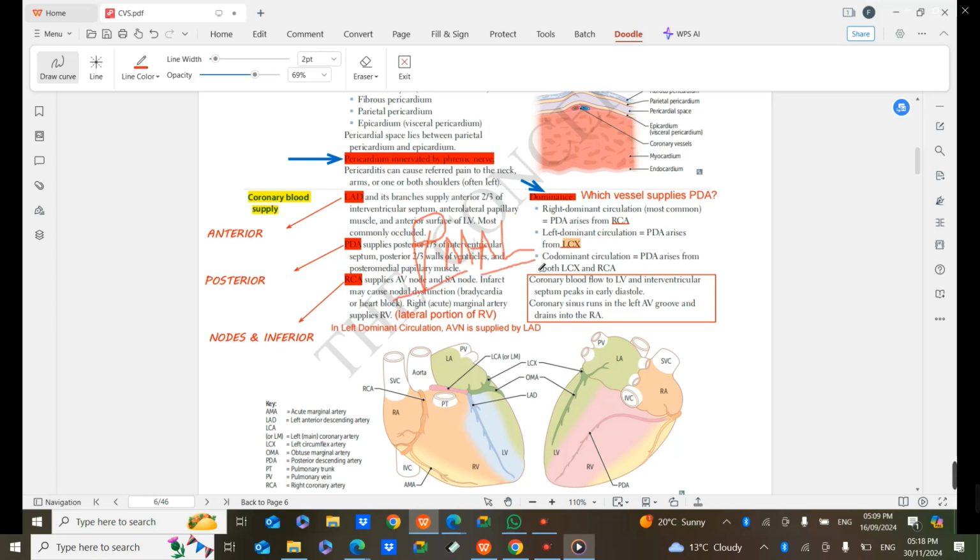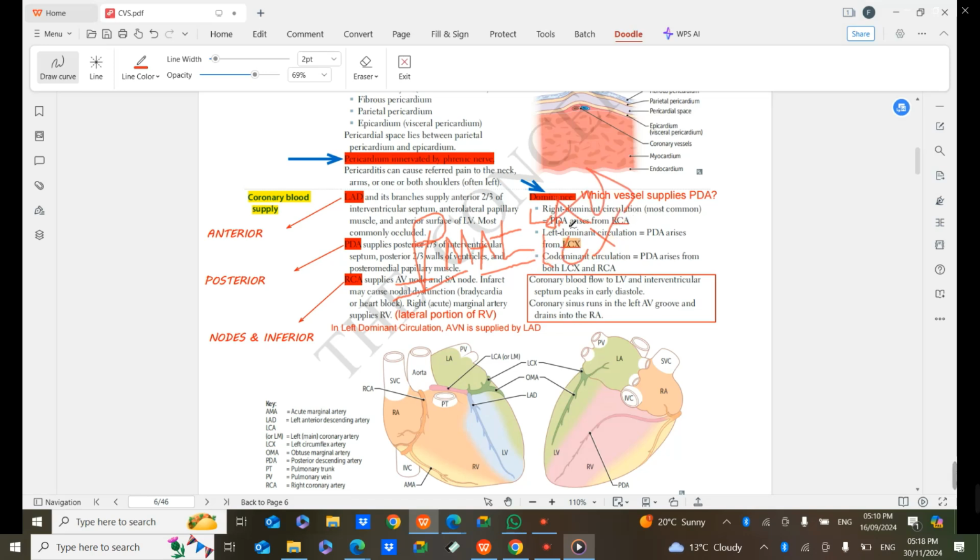Posteromedial, anterolateral. They asked me which was the blood supply to the posteromedial: PDA. Blood supply to the anterolateral, I will say LAD and LCX, left circumflex artery. LAD and LCX. Can you see?